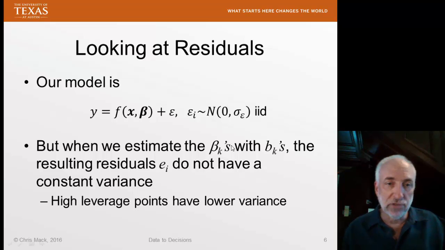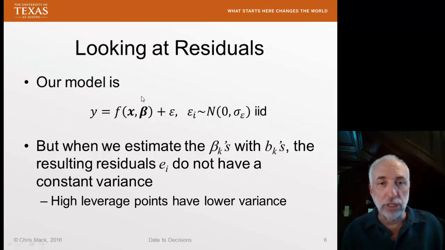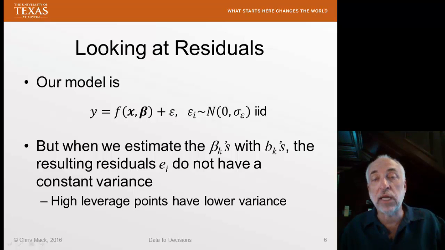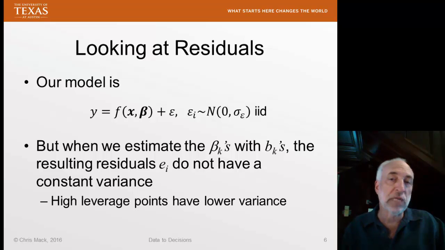So our model for linear regression looks something like this. Y is some function of the input variables x, and there could be more than one of them. Parameters of the model, beta. And then the difference between the data and the model is the residuals. And we assume the residuals are independent and identically distributed with a normal distribution, zero mean, and a constant variance. That's all well and good. That's what our model is.